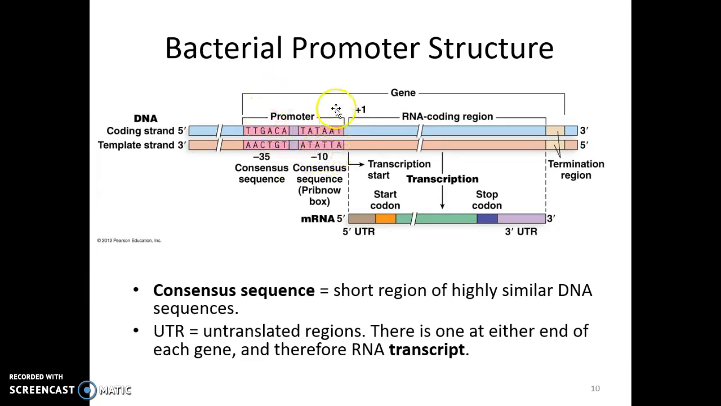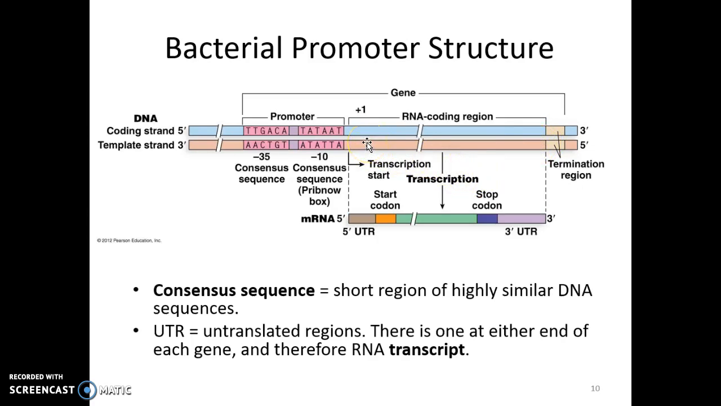Once sigma factor is attached, then the rest of the RNA polymerase will attach, and it will create a transcription bubble, which means it will break the base pairs that are holding together double-stranded DNA in the gene coding area, and transcription will begin at the transcription start site. And then it will continue all the way down the coding sequence until you get to the area called the termination region.